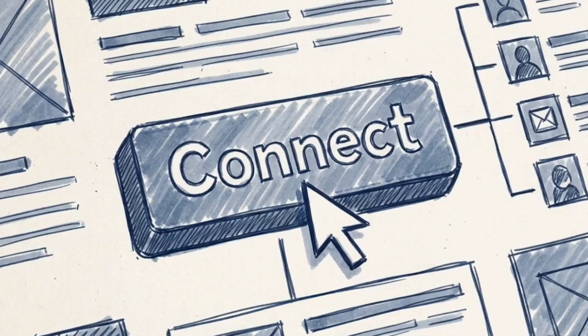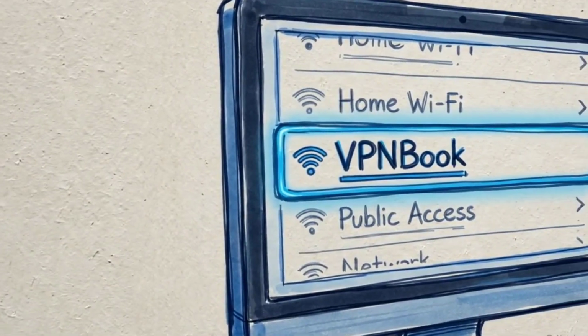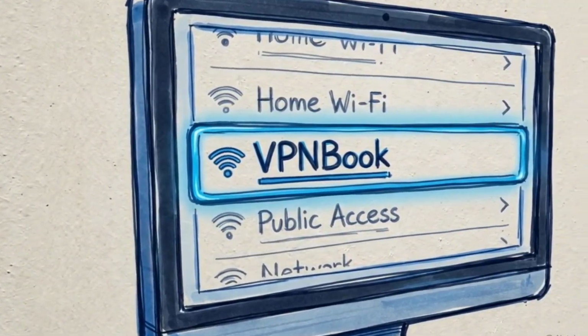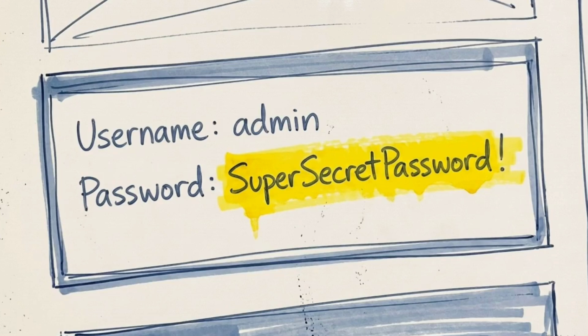To start the connection, click the profile and press the Connect button. The architecture of the tunnel is ready. Now you just need to enter the active credentials to establish the uplink. Windows will prompt you for a login. Return to the VPNBook webpage to find the active username and password next to your server.